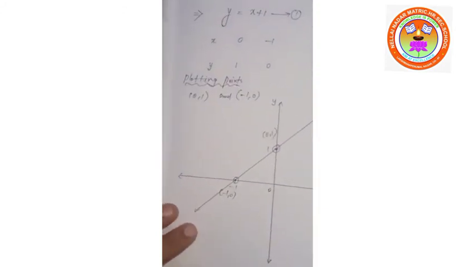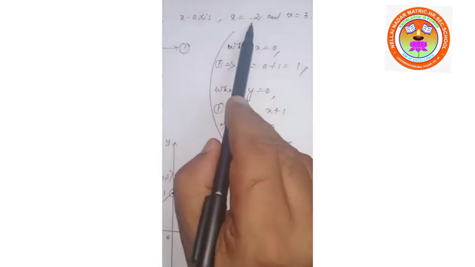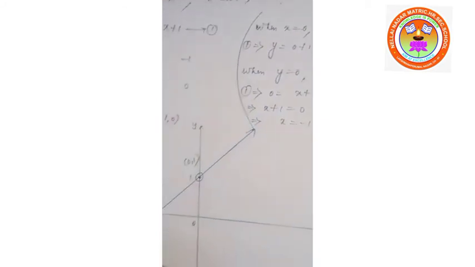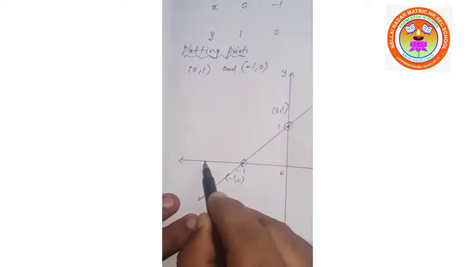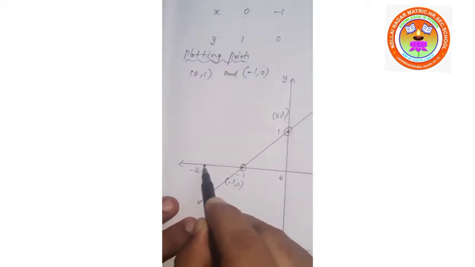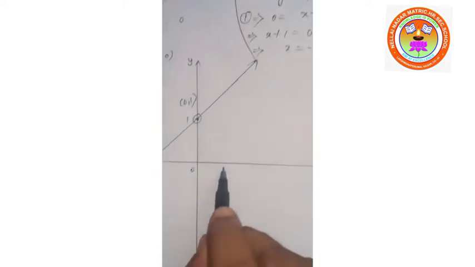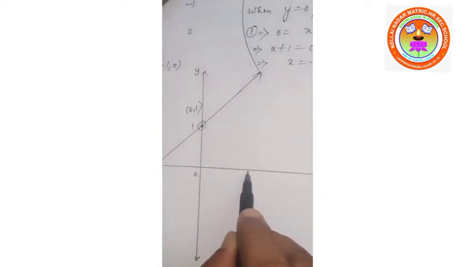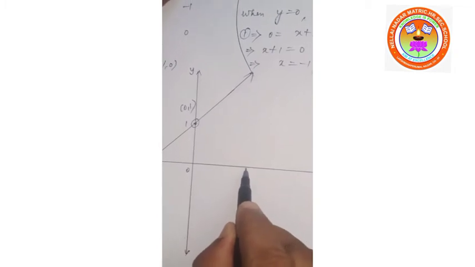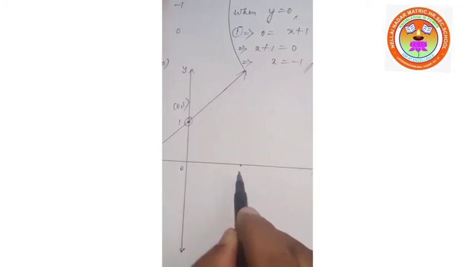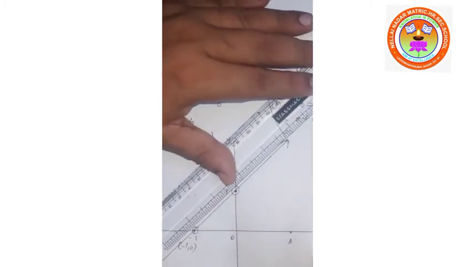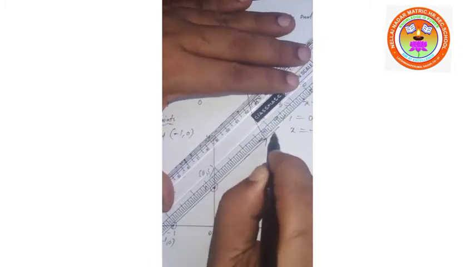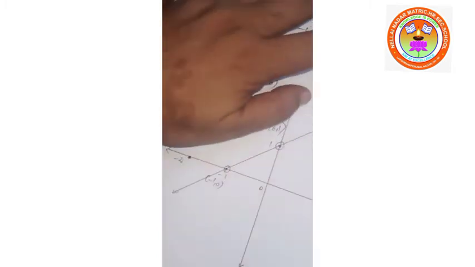Okay, now you are given minus 2 and 3. So here minus 1, so I take minus 2 here, minus 2, and 3. Suppose I take here 1, here 2, I take 3 over here. Let's extend the line.